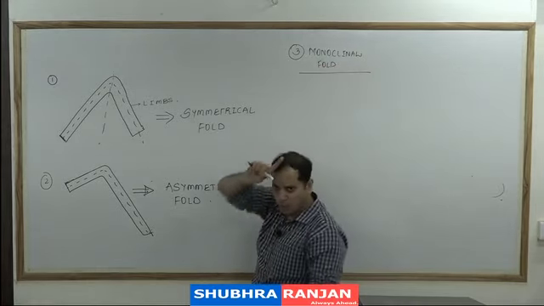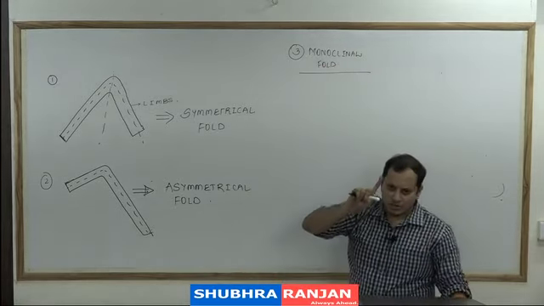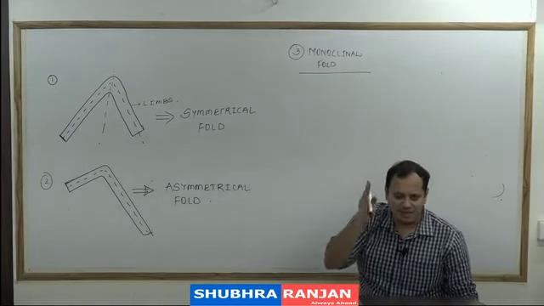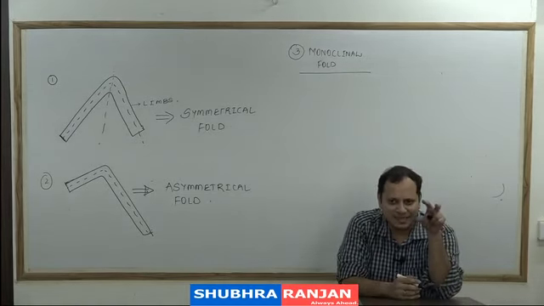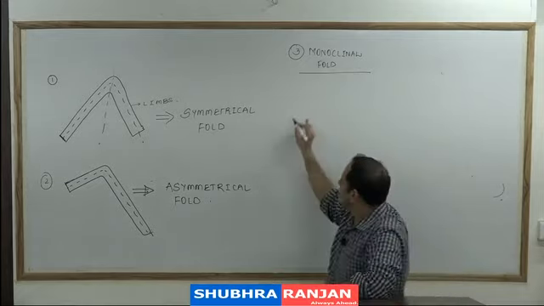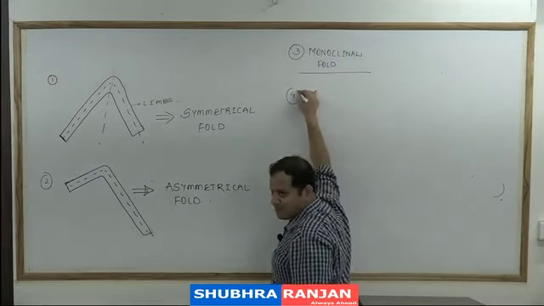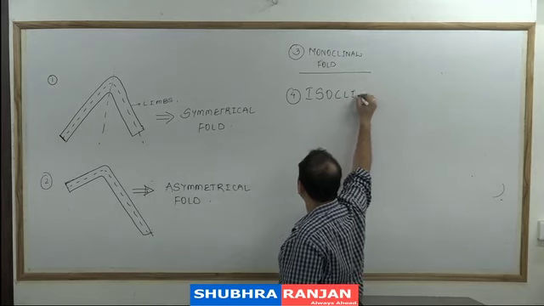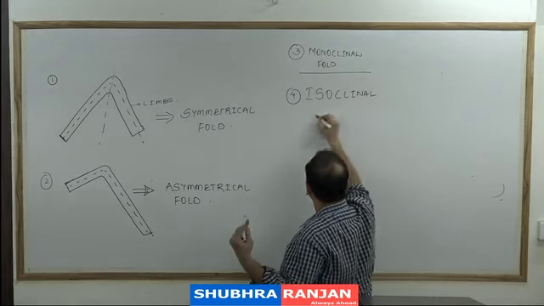Mono means one. So if one limb is steep while the other limb is gentle, हम कहेंगे it is a monoclinal. इसके बाद आएगा, if both the limbs are steep, isoclinal. Iso means two.